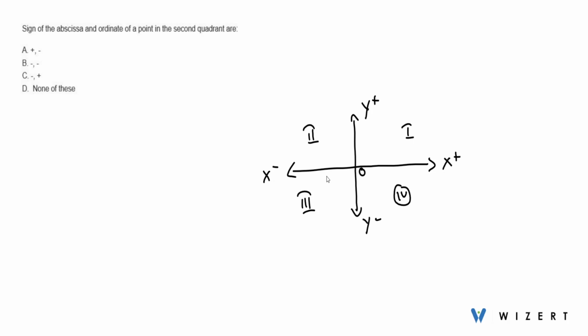So above the x reference line, any point will have its ordinate value as positive, and any point on the left hand side of the y reference line will have its abscissa as negative. So the second quadrant is represented by the symbol minus comma plus, minus for abscissa and plus for ordinate. Therefore, upon checking the options, we see that option C will be our required final answer.